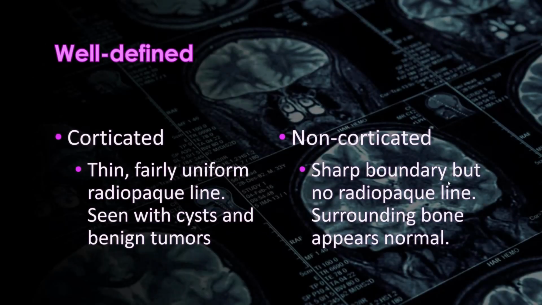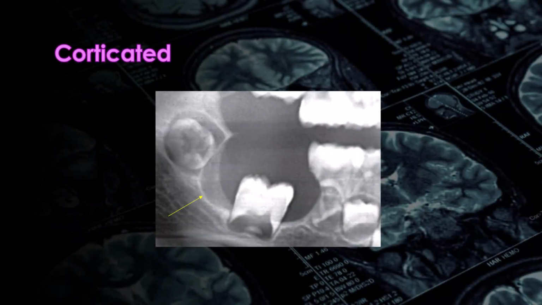All right, so this is the major subcategory under well-defined. Is it corticated or is it non-corticated? In that last well-defined example, we pointed out a thin white line around the lesion, and that's what I indicated as corticated, a thin, fairly uniform radiopaque line. And that typically indicates that it's a cyst or benign tumor, whereas it can be non-corticated, where it has a sharp boundary, a distinct line between where it's radiolucent and radiopaque, but it doesn't have that thin radiopaque rim around it.